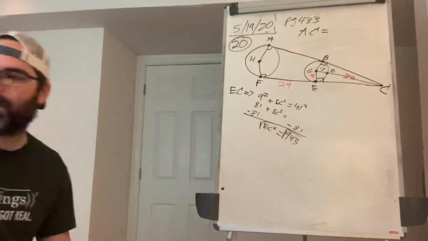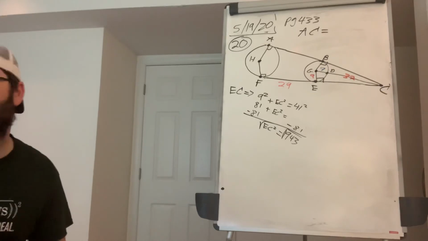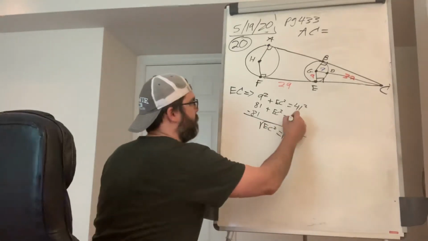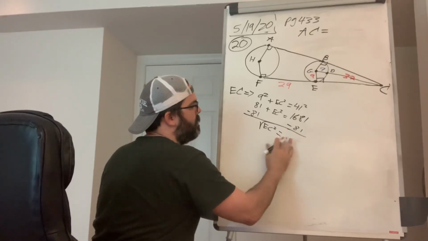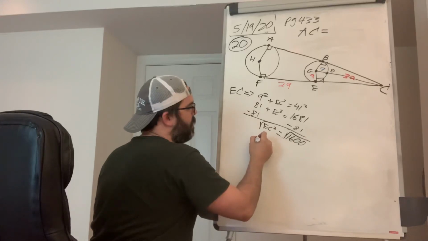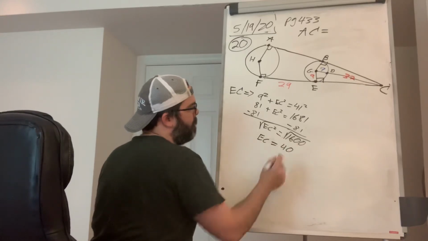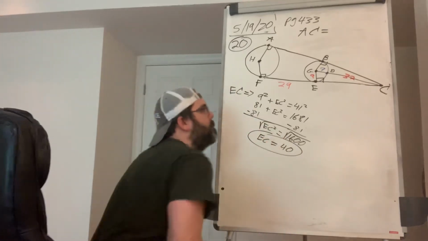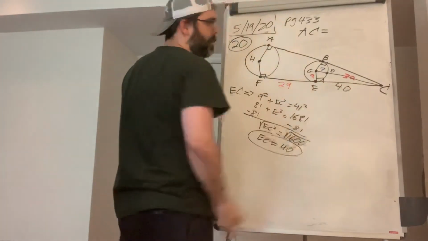So 41 squared is 1681 minus 81, which would be 1600. Square root of 1600 is 40. So now I know that EC is 40.